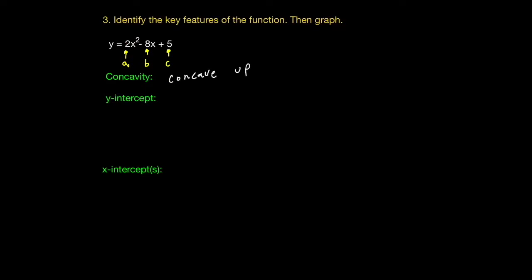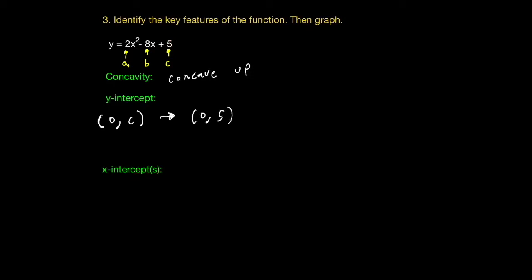The y-intercept: if we have a quadratic in standard form, we can get the y-intercept by getting the coordinate 0, c, and the c value here is positive 5. So the y-intercept is 0, 5.